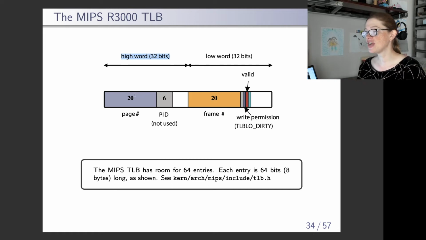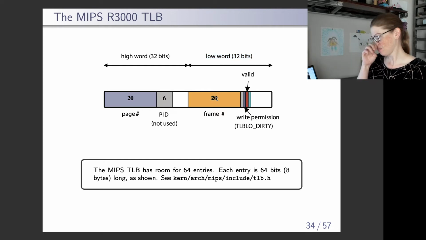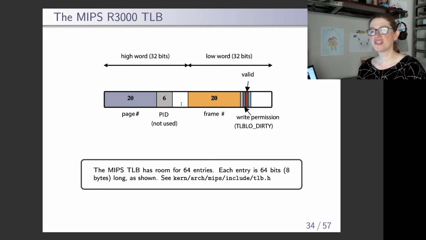So our page table entry has the high order word, which is going to have the highest 20 bits as being the page number. And then the low order word, the highest 20 bits of it, will be the frame number. Now, you'll notice that there's a lot of space in here we're not using, and that's okay. After our frame number, this is where we have all those other little bits of information that we might need in our page table entries, such as the valid bit, write permission, and so on. Something you will notice exists in our TLB entry, but we've marked as not being used, is the PID.